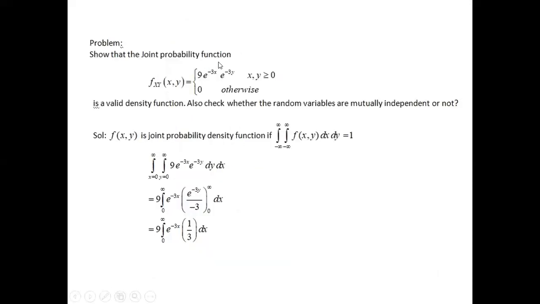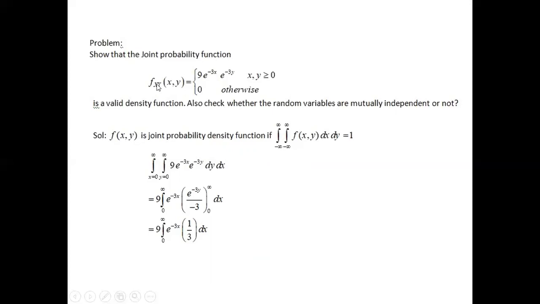Show that the joint probability function fxy of x comma y equals 9 into e power minus 3x into e power minus 3y, where x comma y greater than or equal to 0, and 0 otherwise, is a valid density function. Also check whether the random variables are mutually independent or not.